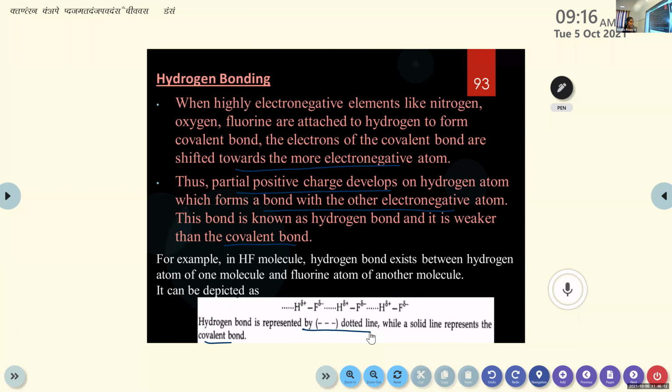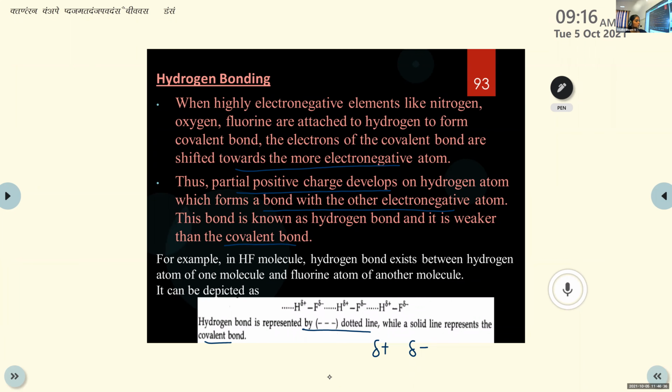In HF molecule, the hydrogen bond exists between hydrogen atom of one molecule and fluorine atom of another molecule. So we can represent this like this. This one is the representation of partial positive and partial negative. Always the electronegative atom will acquire a partial negative charge, and the electropositive element will acquire a partial positive charge. We have learned about this polar covalent bond, right? The same thing, but here the hydrogen is involved. That's why it is known as hydrogen bonding. So this hydrogen has a capacity to form hydrogen bond with other electronegative atoms. Clear, children?